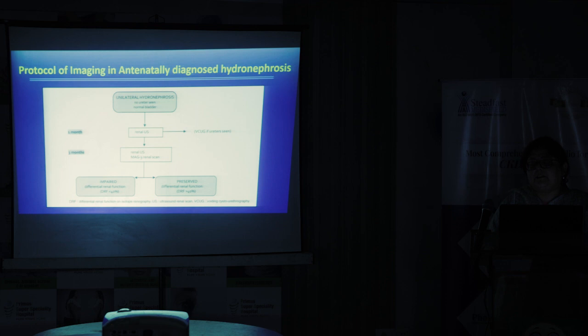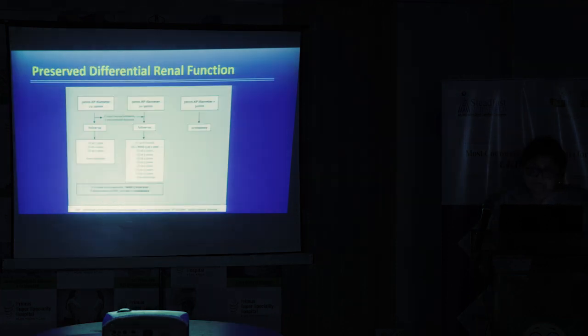If the renal function is preserved and the differential renal function is not more than 10% different, so normally you will have 50-50, it should not be more than 40-60 in such a situation. And if your pelvic axial diameter is not increasing, you can safely keep these children on follow-up.